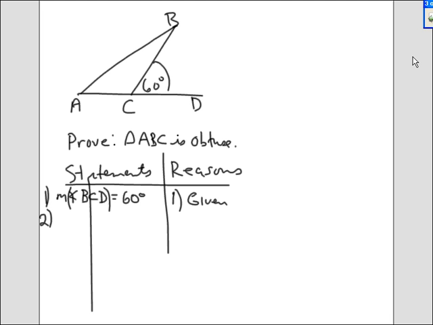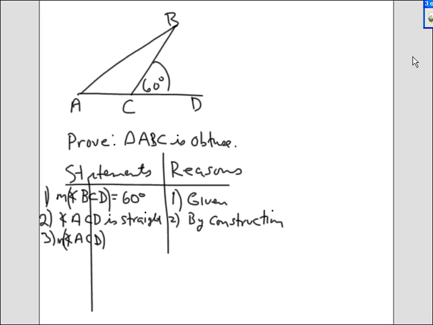And then we're going to say that we have a straight angle. Angle ACD is straight. And I guess I'll say by construction. It's given. So the measure of angle ACD is 180 degrees.